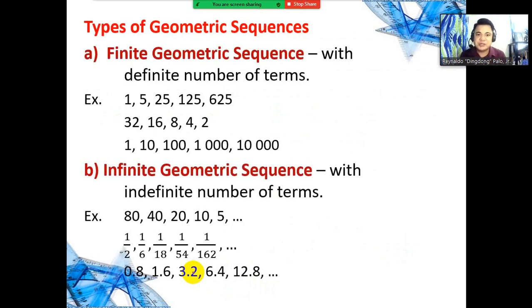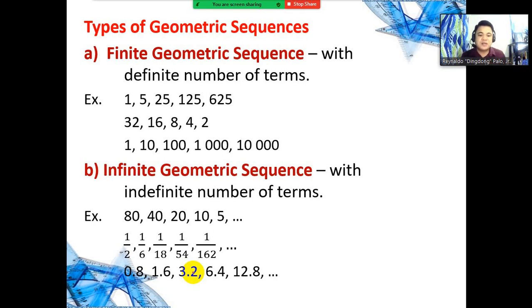Now, types of geometric sequences. Of course, we also have two types just like arithmetic. We have finite geometric sequence with definite number of terms. It means that by just looking at the sequence, you will be seeing how many terms there are. Like for example, we have 1, 5, 25, 125, 625. So you can count the number of terms. That's what we mean when we say finite. The terms of the sequence are countable.